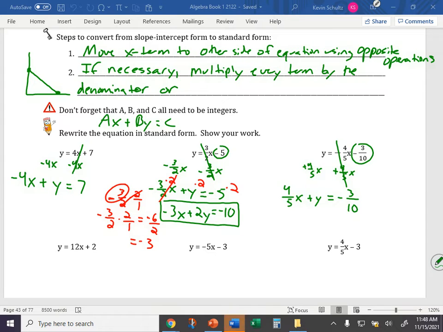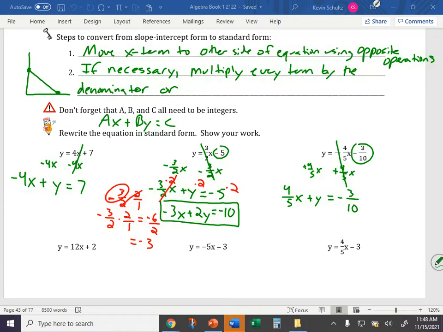Everyone good so far? Questions? That first step we did is the same first step that we did for all of them: move that x term over, use opposite operations. Most people get this one wrong because they forget the opposite operations. They take this negative 4/5 x and write negative 4/5 x plus y equals, right? They just move it over. No, you have to do it using opposite operations. Otherwise, your balance is going to be off.